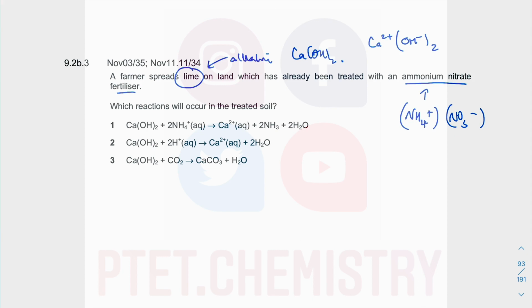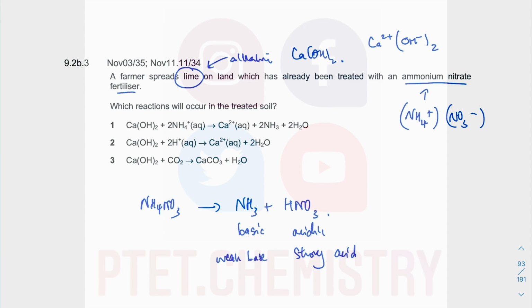The thing is you need to realize that NH4NO3 can give you NH3 plus HNO3. Okay, so that can happen, all right, because this plus this give you this, but this one can also decompose to give you NH3 and HNO3. That is basic, that is acidic, this is strong acid, this is weak base. When you have a strong acid and a weak base, the acid is going to overcome the base, so your soil is going to be slightly acidic when this reaction happens, because this is a stronger acid than this is a weak base, yeah?